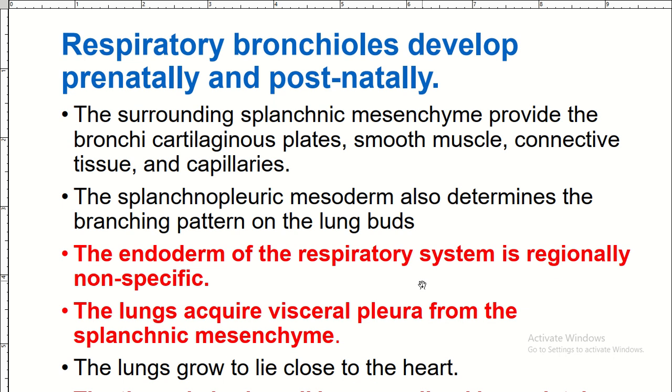So you're going to have the endoderm of the respiratory system. Regionally, it is non-specific, and it will be forming your epithelia that will be surrounding your respiratory system. So what kind of epithelia is found in the respiratory system? Remember, we have ciliated, pseudostratified, columnar epithelia. So all the epithelia in the respiratory system is going to come from the endoderm. But the connective tissue, the bronchial cartilaginous plate, which will be your hyaline cartilage, your smooth muscle, as well as your capillaries, they're going to come from your splanchnic mesoderm.